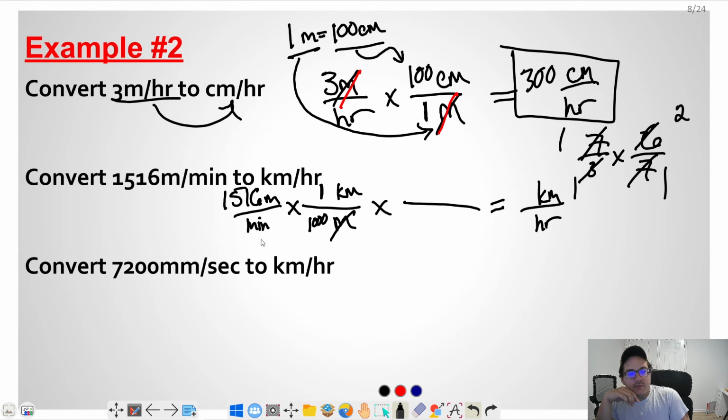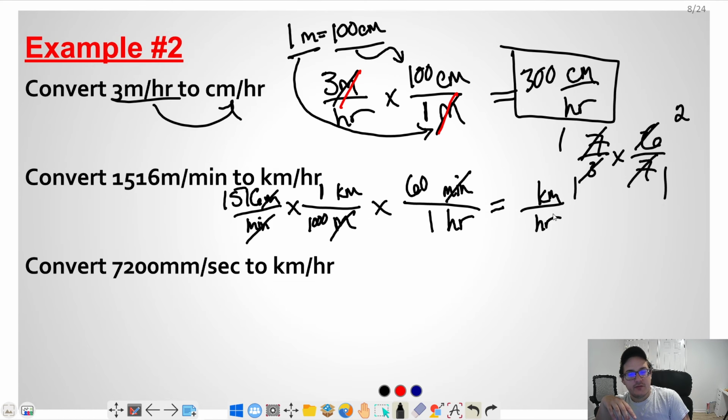Okay, so we got meters to cancel out. Now I'm left with kilometers per minute. I need to be in kilometers per hour. So if minutes are on bottom, we're going to put minutes on top because we want it to cancel. And hours is going to go on bottom. How many minutes are in 1 hour? Well, in 1 hour you have 60 minutes. Okay? Minutes cancel out. I'm now left with kilometers per hour.